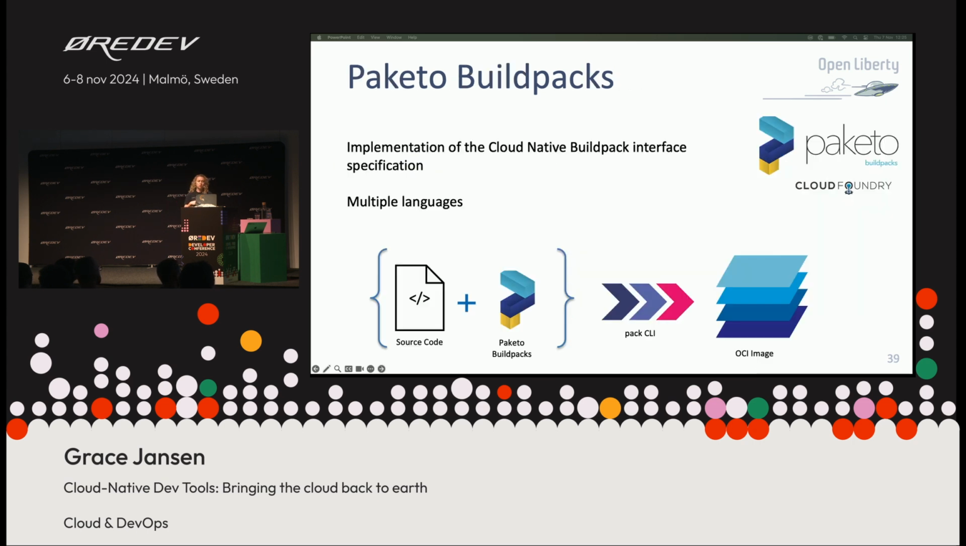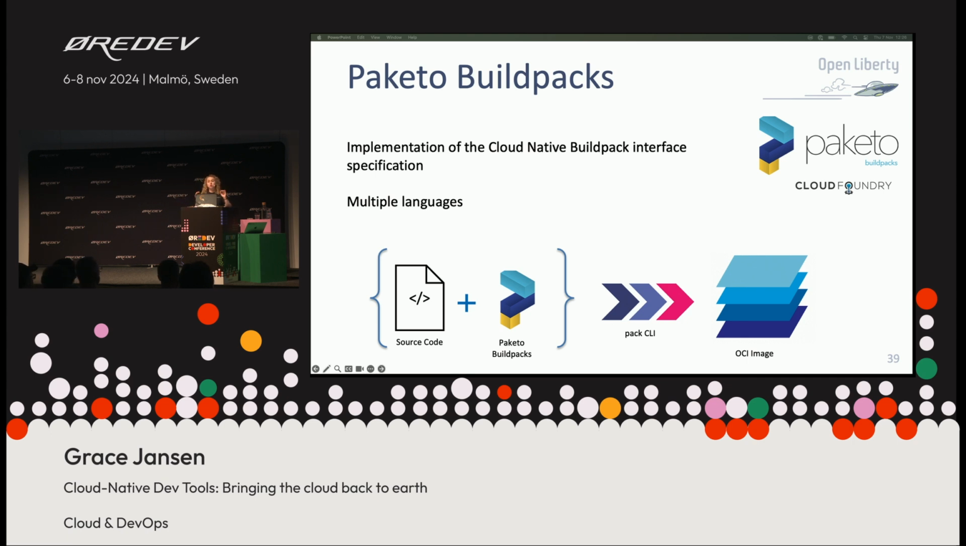Okay, so Cloud Native Buildpacks is essentially a specification, and an implementation of this is Paketo Buildpacks. The Cloud Foundry team came together, took a look at Cloud Native Buildpacks, and decided to create this project, paketo.io. It's based on the former Cloud Foundry buildpacks, but Paketo is an implementation of that Cloud Native Buildpack interface specification, so it uses that under the covers.